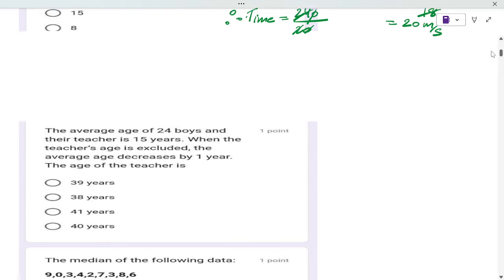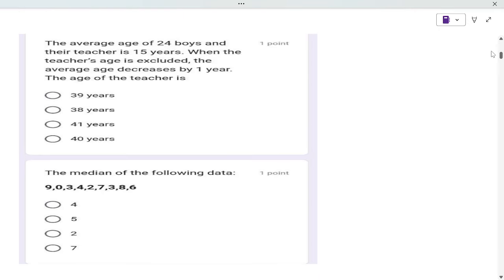Next one is from the average topic. The average age of 24 boys and their teacher is 15.